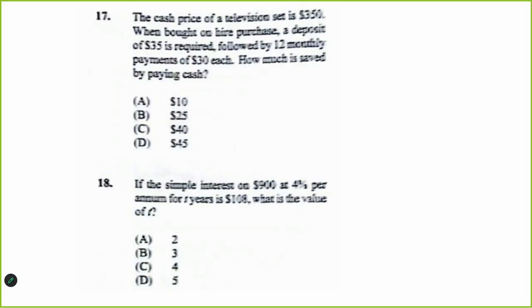Number 17, the cash price of a television set. You all pay attention to this because this is our next repeated question. He loves to bring this. The cash price of a television set is $350.